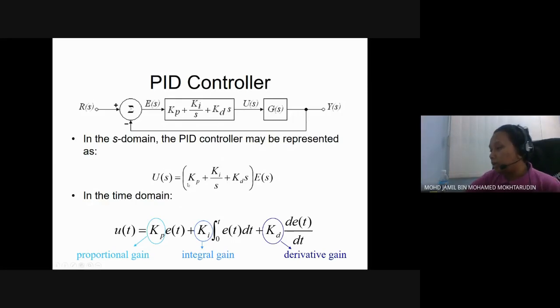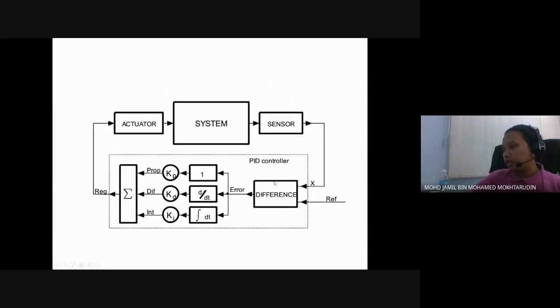Okay, so this transformation is in frequency response. If you want to find the transfer function in terms of time, then the form of the transfer function will be in this form here: Kp times e(t) plus Ki integral of e(t) plus Kd times the differentiation of e(t) over t. Okay, this is what I said previously. So a PID controller has three components: proportional, derivative, and integral.